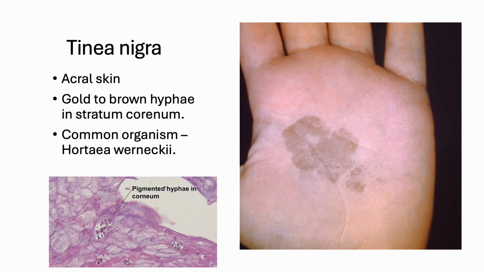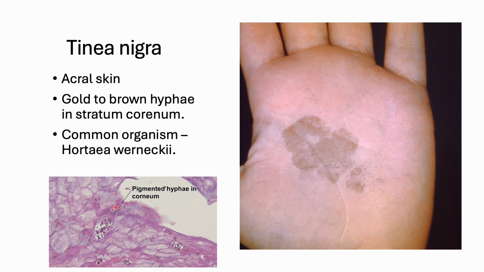Next disorder. Clinically, they can present as a dark patch either on the palm or on the sole of this acral skin, and clinically they resemble a pigmented lesion. Maybe the clinician is worried about a melanocytic neoplasm and gives us a shave biopsy. And on the histologic evaluation, we see only golden to brown hyphae in the stratum corneum.